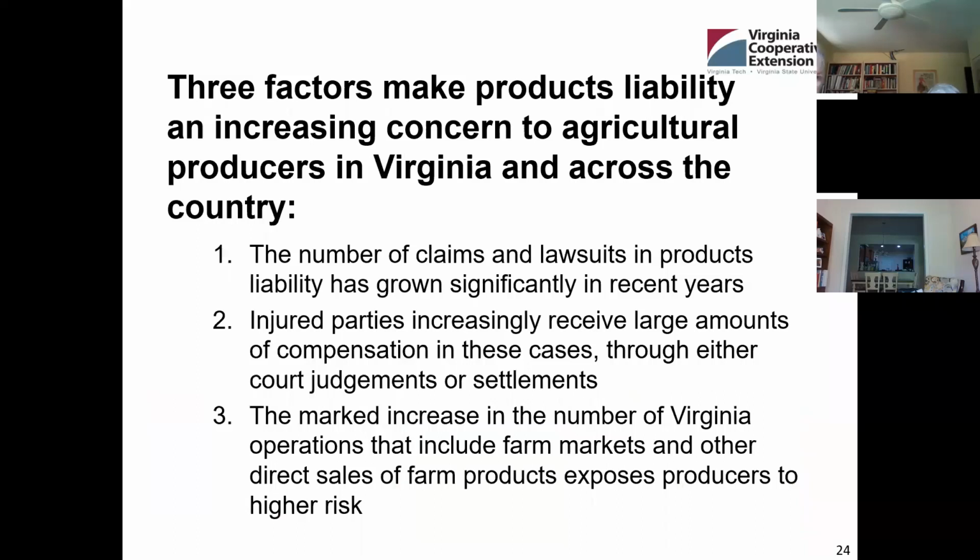There are three main factors that make products liability an increasing concern to agricultural producers in Virginia and across the country. One is that the number of claims and lawsuits in products liability has grown significantly over the last several years. Second, injured parties increasingly receive large amounts of compensation in these cases through either court judgments or through settlements. And the marked increase in the number of Virginia operations that include farmer markets and other direct sales of farm products exposes producers to higher risk.